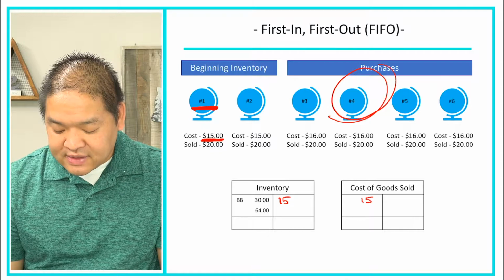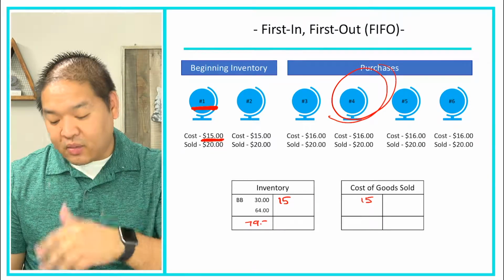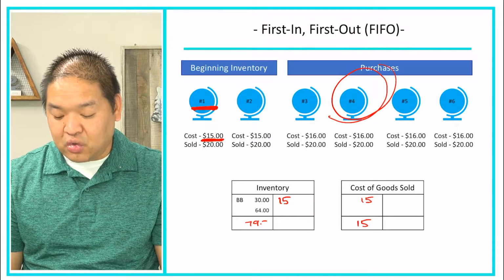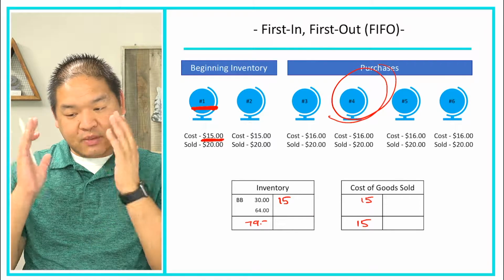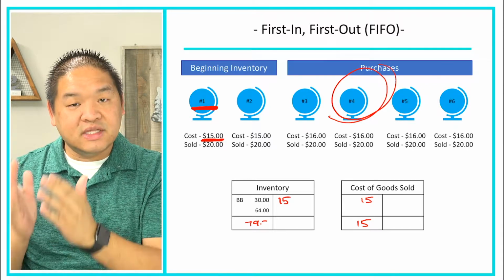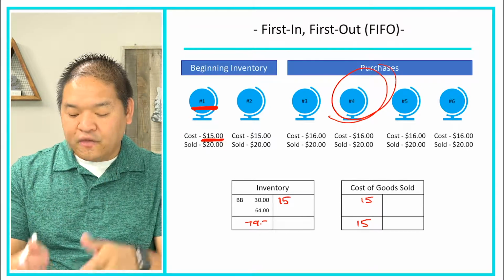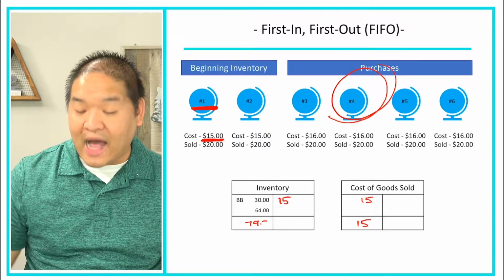So that would leave $79 in inventory for the company, and that would have $15 for the cost of goods sold in our account. So notice that the customer took number 4, which costs us $16, but because we're using the FIFO method, we're only going to move $15. The first in is the first out.